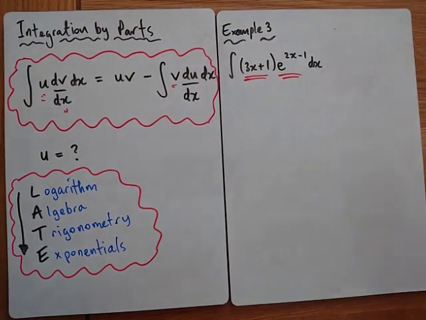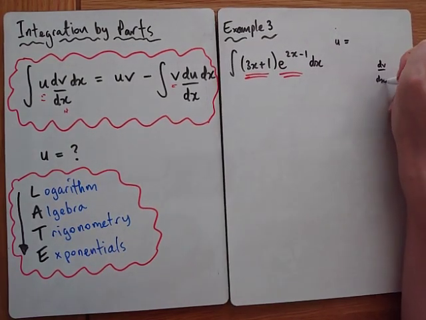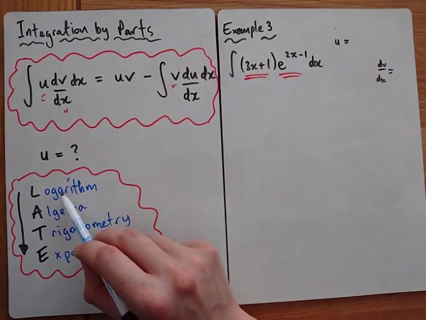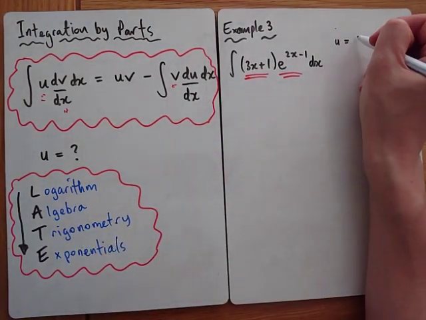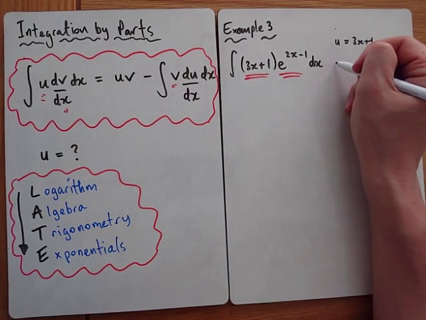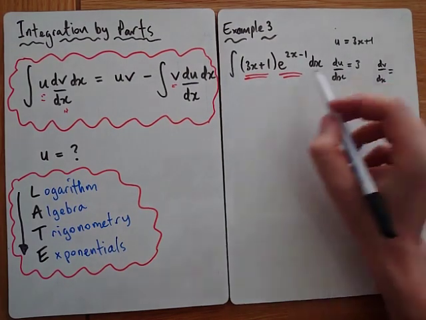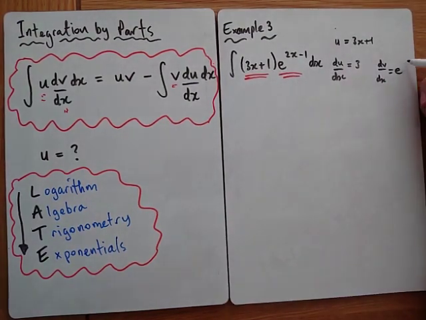Okay. So u equals, dv by dx equals, no logs, so algebra. So u would equal 3x plus 1. So that means du by dx would equal 3. dv by dx is e to the 2x minus 1. Don't be one of those people that makes this mistake now. So many people, when I've been teaching this, make this mistake. You are integrating this, don't forget. Okay, so I'm integrating this.